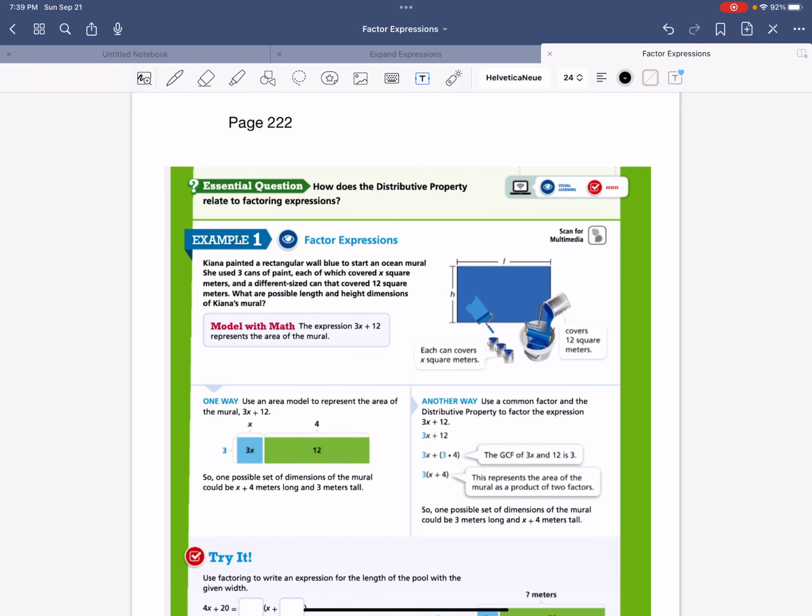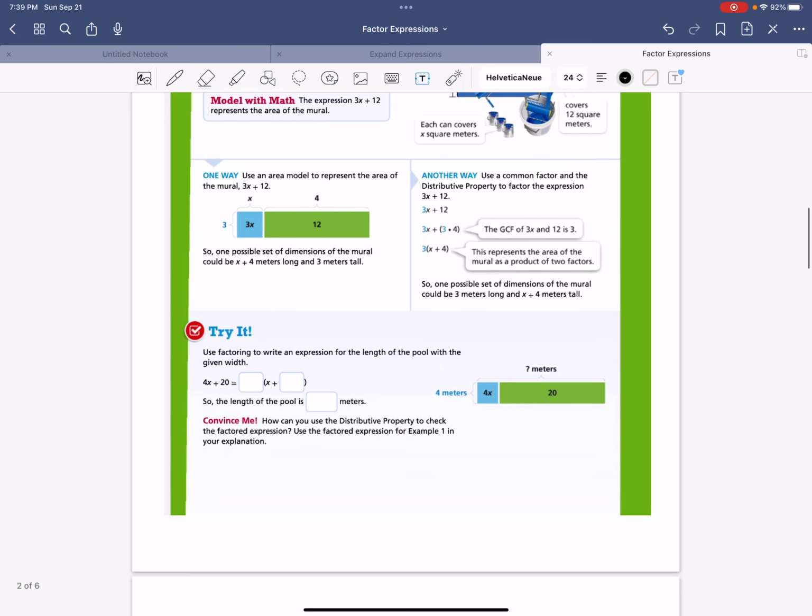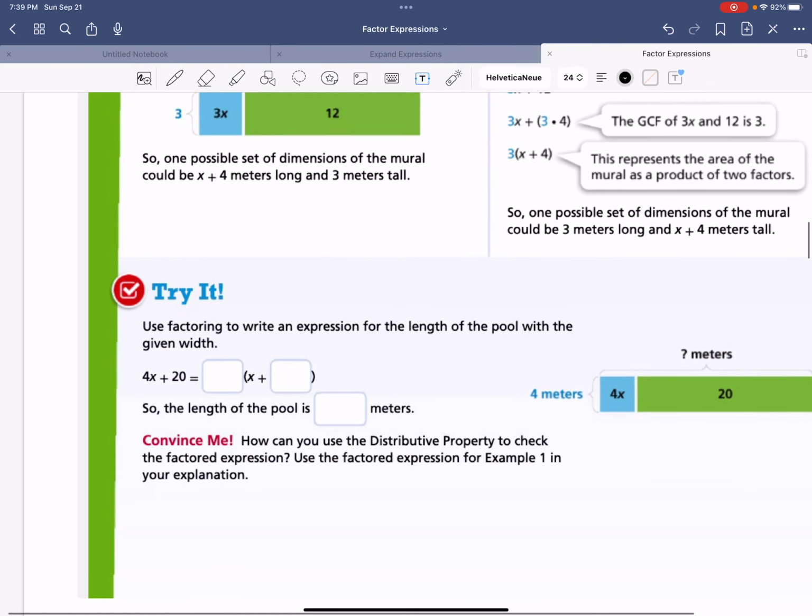Today we are going to be looking at factoring expressions. This is the same thing as doing the distributive property backwards, is how I like to think about it. We're going to be given an expression, and we need to make it look like the distributive property needs to happen. To do that, we find the greatest common factor of all the numbers in the expression and factor that number out.